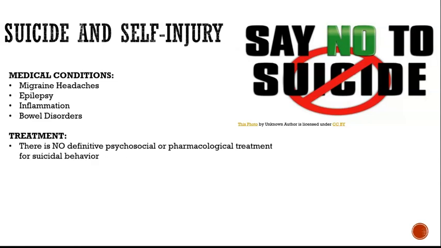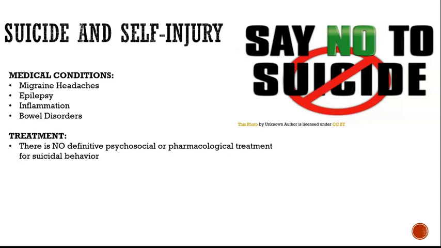There is no definitive psychosocial or pharmacological treatment for suicidal behavior. So you can't wish it away. You can't treat it away. You can calm them down. You can talk to them. But one of the best things you can do is look your client, your teen, your child in the face and ask them if they're thinking about killing themselves, if they're thinking about harming themselves, and if so, do they have a plan? Have they thought this out? Avoiding the question is not going to make their suicidal ideations go away.